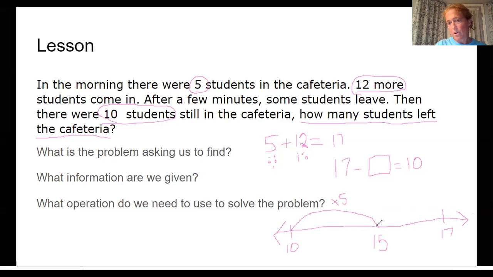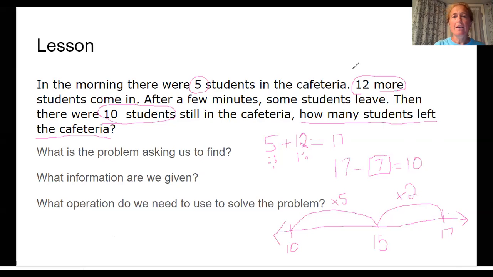Then how many do we need to go from 15 to 17? We only need 2, so that's 2 more. So what is 5 plus 2? 7. So 17 minus 7 equals the 10 students that are still in the cafeteria. So when the question asks how many students left the cafeteria, we would say 7 left the cafeteria, which left us with 10 students in there.